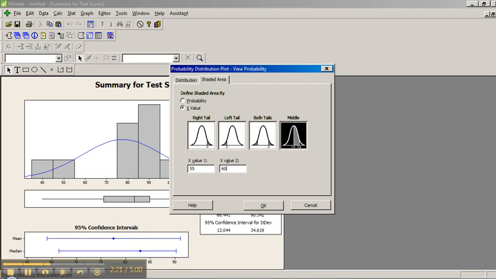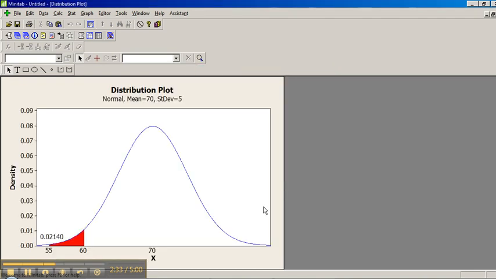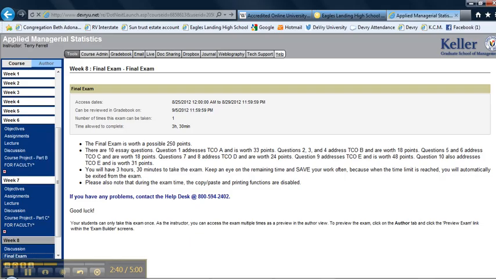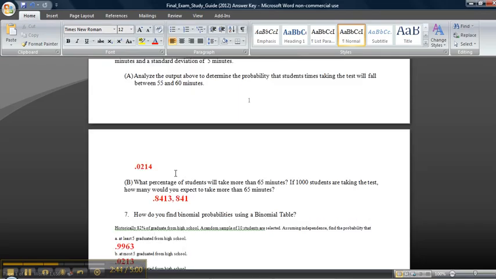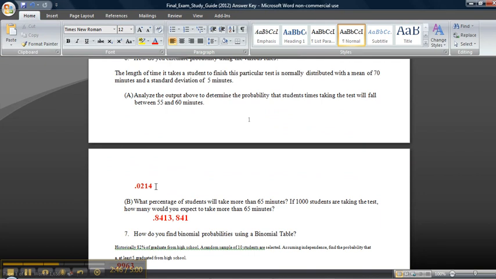If they want to know the probability that was greater than 60, you would use right tail and put 60. If you want to know the probability that was less than 60, you go left tail and put 60, and so forth and so on. So here between 55 and 60, and we get 0.02140. And again, there's your solution, but you need to know how to get to the solution.